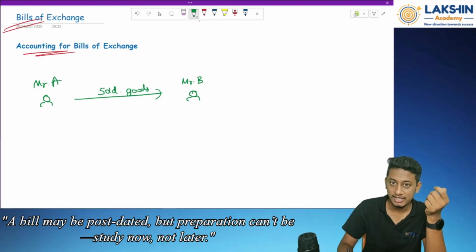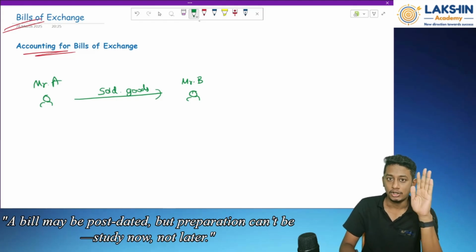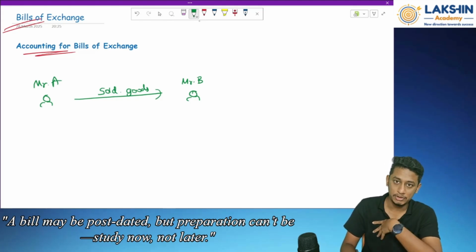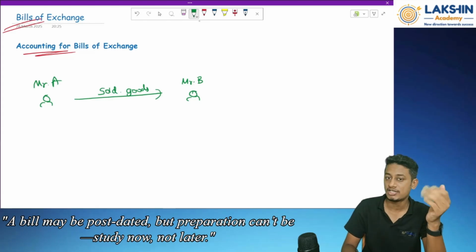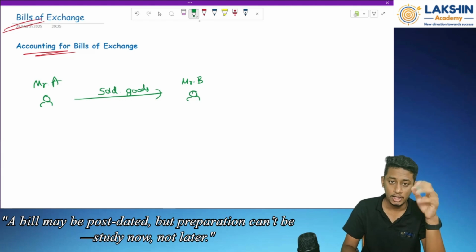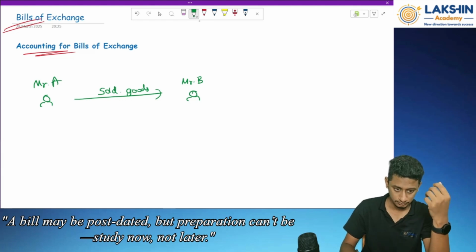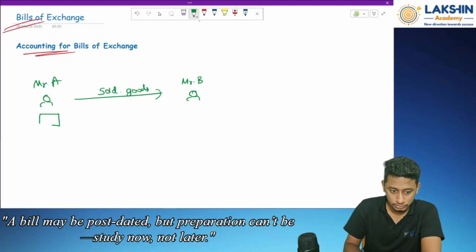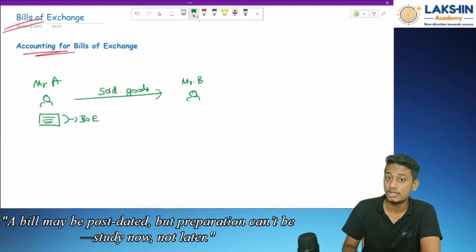Now Mr. A will say, okay, fine, today you won't be making the payment to me. You are saying that after 3 months you will be making the payment. But I am not sure whether he will make the payment or not after 3 months. What if he runs away? So I tell him that I will issue you something called a bill of exchange.